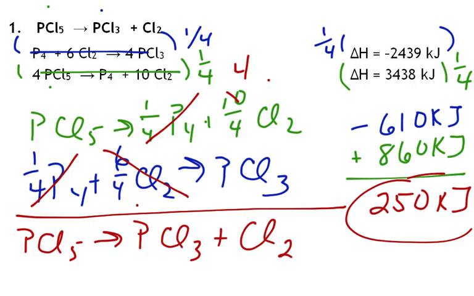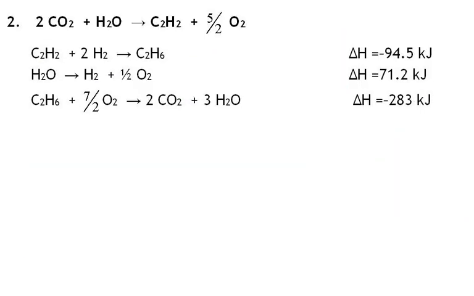So let's look at one more example. Here our target reaction is 2CO2 plus H2O gives us C2H2 and 5/2 O2. And we're given the three reactions below. So let's look at this again using a systematic approach. So I like to look at, so we have 2CO2, and we find 2CO2 down in reaction 3, but it's on the wrong side. So that means we have to flip the reaction.